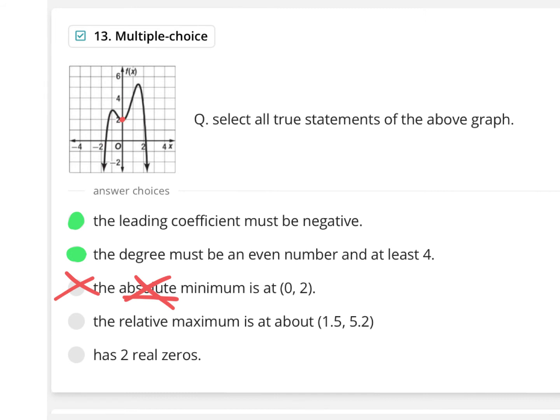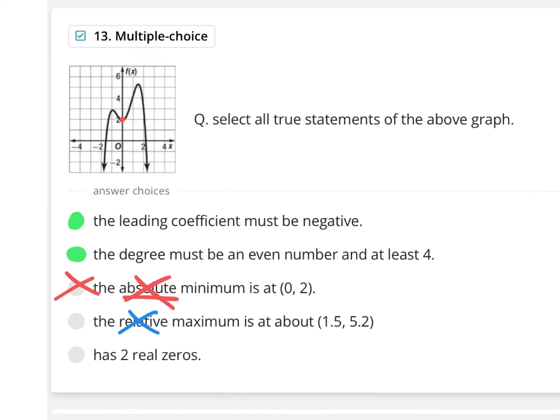This word right here, relative, is messing it up. That should just say the maximum value is at about 1.5, 5.2. That word relative messes it up. If we say relative max, they're talking about this one, the one at -1 and 1.9. -1, 1.9. That's your relative max. But this one over here is the absolute highest point of this entire graph. This is the absolute max, not relative max.